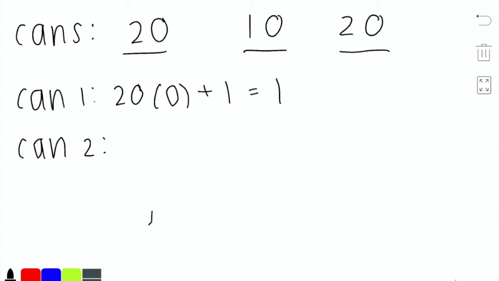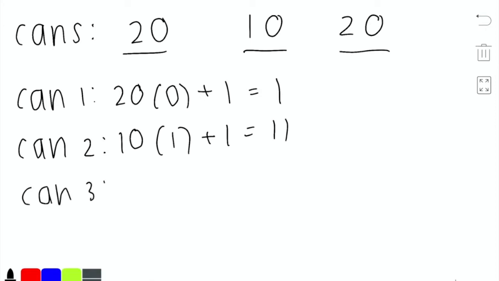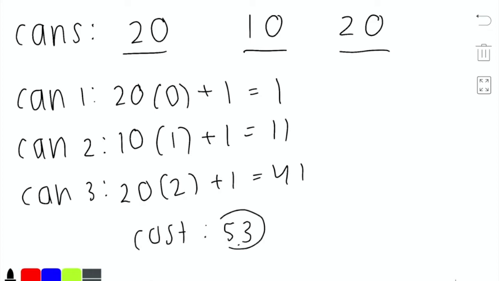So for can 2, the cost would be 10, which is its durability, times 1, which is the number of cans that have already been knocked down, plus 1, so that would be 11. And then for can 3, it would be its durability, 20, times the number of cans that have already been knocked down, 2, plus 1, so it would be 41. And we would get a total cost of 53. And so this is not the minimal cost we can get.